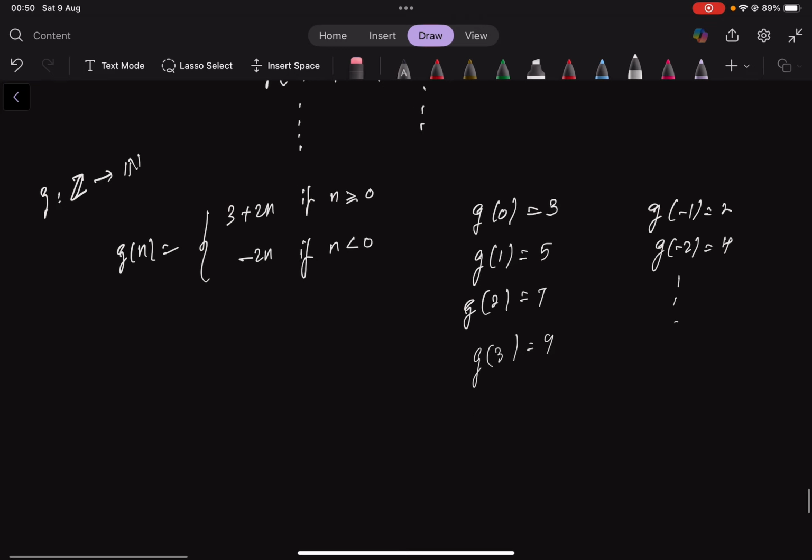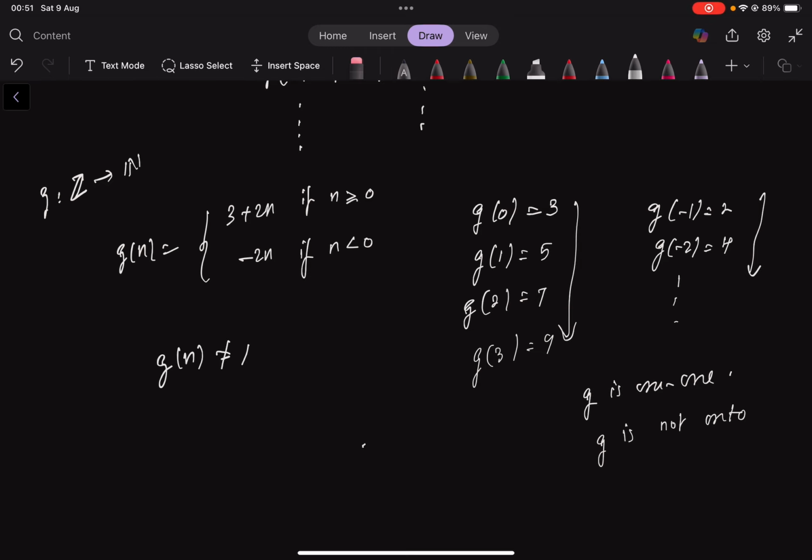So we can clearly see g is one-one, because as we increase the n value, the values are increasing, and even when we decrease the n value, the values are increasing, for negative numbers. So we can clearly see g is one-one. But on the other hand, g is not onto. Why? Because we won't be getting 1 at any point. g of n is not equal to 1 for any n belonging to integers.